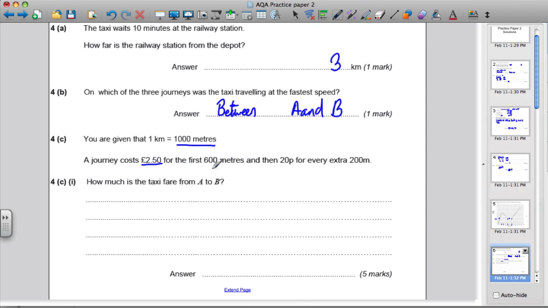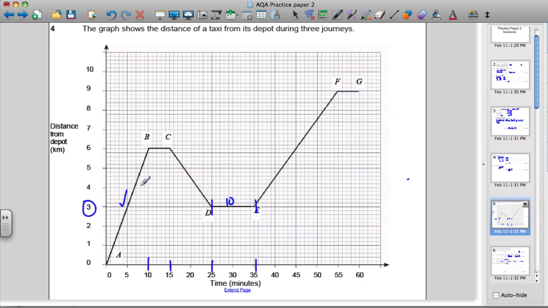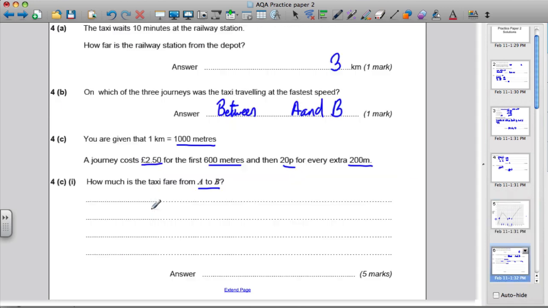1 kilometre is 1,000 metres. A journey costs £2.50 for the first 600 metres and 20p for each extra 200 metres. How much does it cost from A to B? Well, let's have a look. A to B is 6 kilometres, which we know is 6,000 metres. The journey costs £2.50 for the first 600. So for the first 600, it costs £2.50, and therefore for the remaining 5,400 metres, it's 20p for every 200 metres.